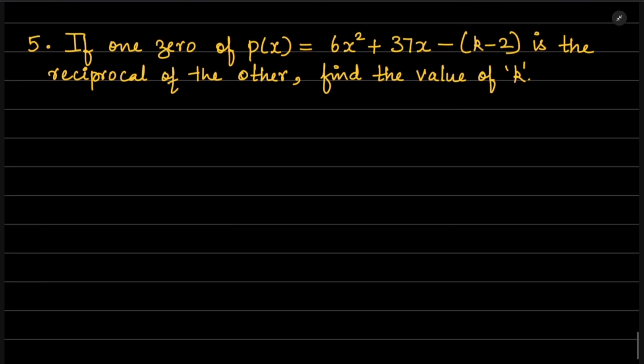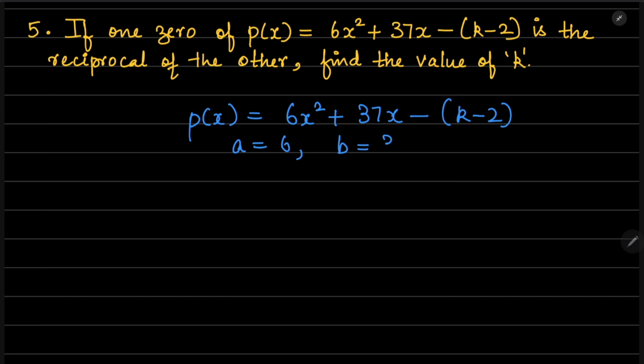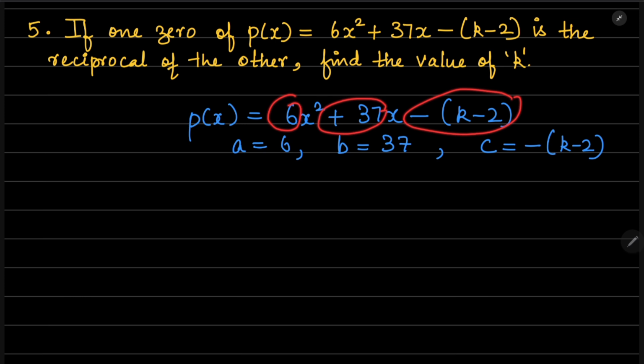Okay, so this is the last question of today. If one of the zeros of the polynomial is the reciprocal of the other, then find the value of k. What do you mean by reciprocal? But before that, let us write the given polynomial. P of x is 6x square plus 37x minus k minus 2. So your A is 6, B is 37 and your C, always make sure you write it along with the sign, minus k minus 2. Always make sure you write the sign.